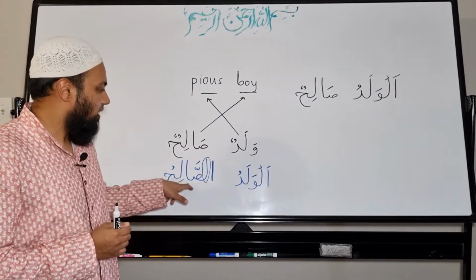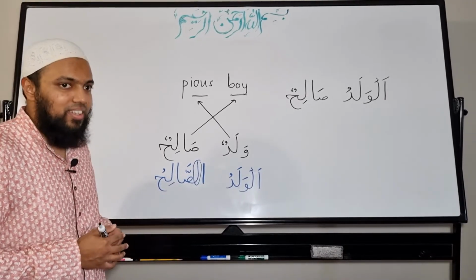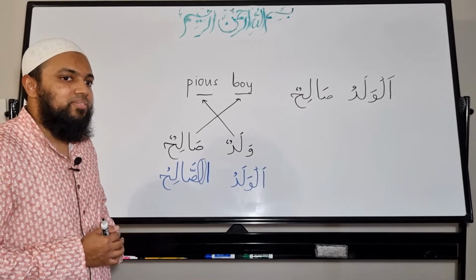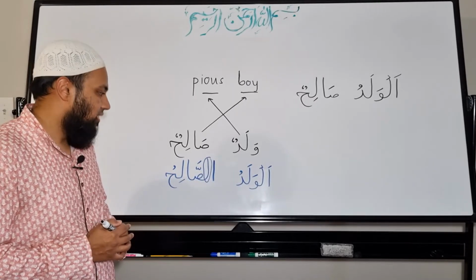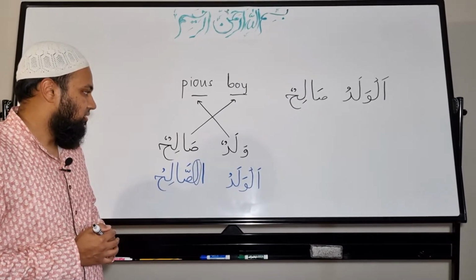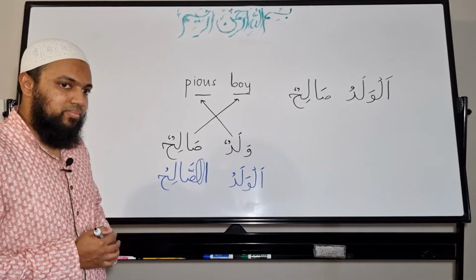Al-waladu salihun is the pious one. Waladun salihun is a pious one. And al-waladu salihun is the boy is pious.